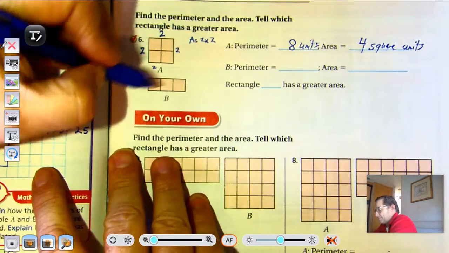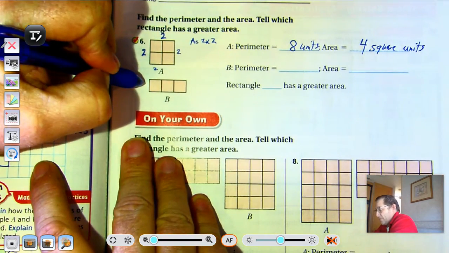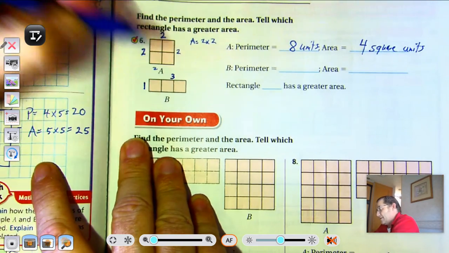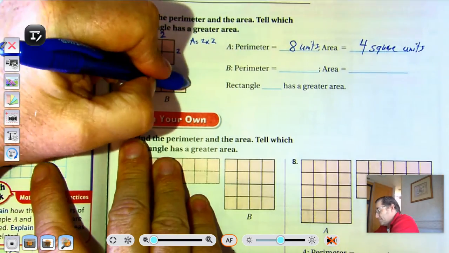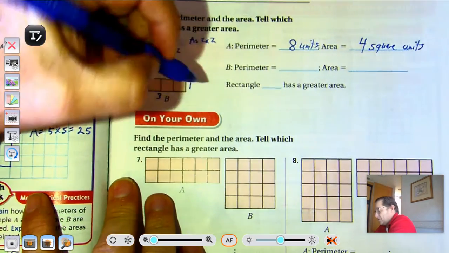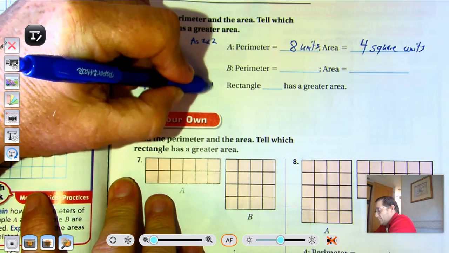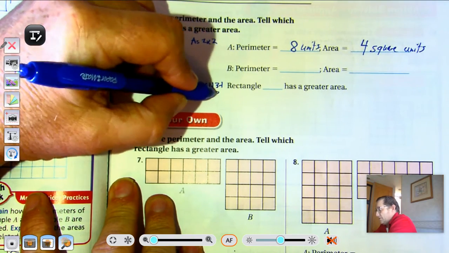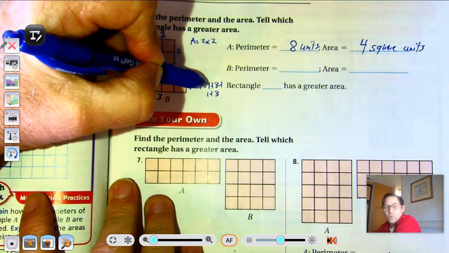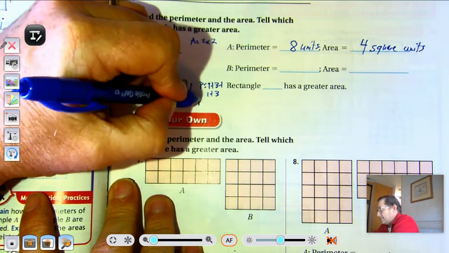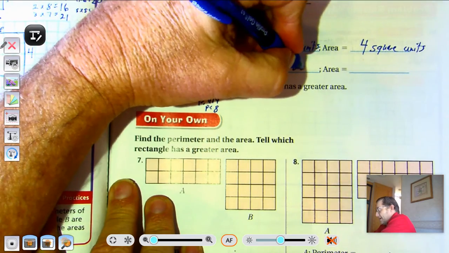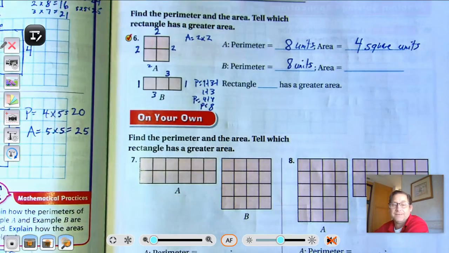Rectangle B, we have a length of 1 and a width of 3. So that side's 1 and that side's 1. If we add those up, we get a perimeter of 1 plus 3 plus 1 plus 3. Well, 3 and 1 is 4. 4 and 4 is 8. So the perimeters are the same, right?